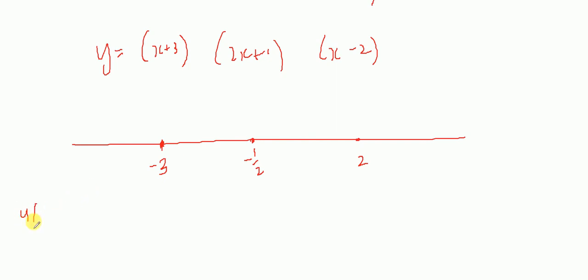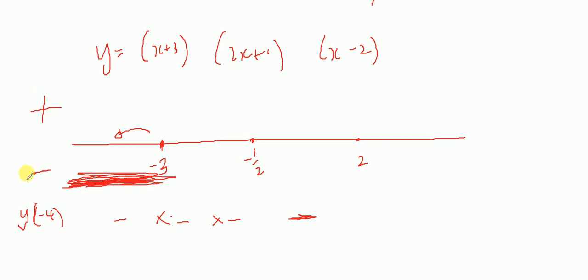I'm going to try y of negative 4, a number to the left of negative 3. You could choose negative 5, you could choose negative 6. Negative 4 gives you a negative. Negative 4 gives you a negative. And negative 4 gives you a negative. Negative times negative times negative is negative. Therefore, it's down here. If this is positive and this is negative.